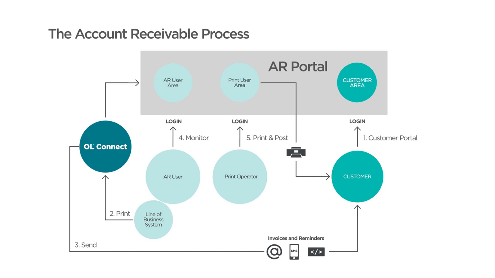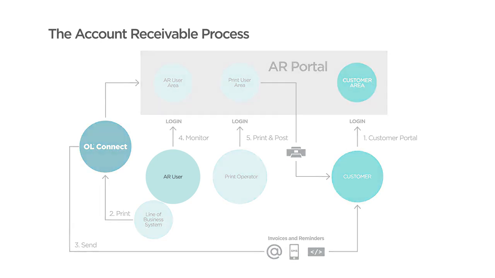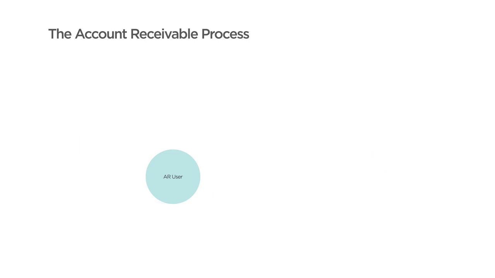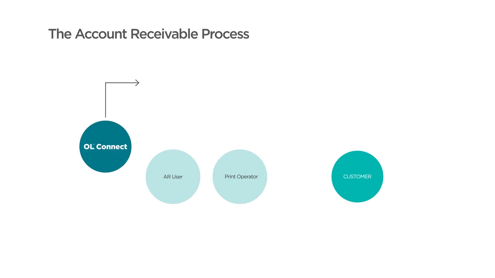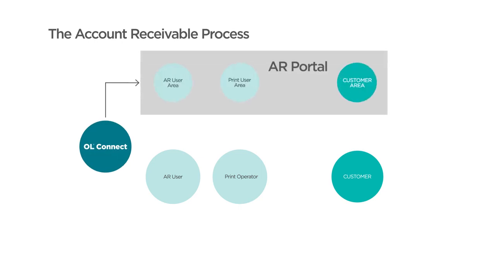Okay, here you can see the accounts receivable process in a single slide. It actually involves 3 key users and 5 key steps, which might be a little hard to see, so let's break it down. The 3 key users are the accounts receivable user, the print room operator, and the customer. And they all have access to their own user areas in an accounts receivable portal produced by Connect.